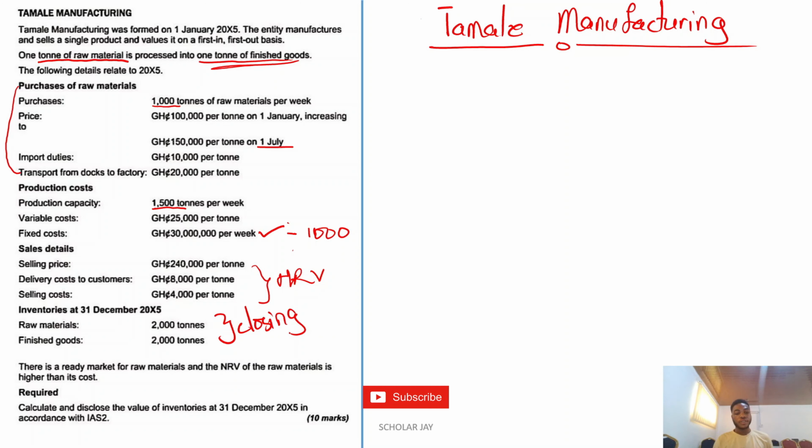These are the closing inventories. Now it says that after we've ascertained the cost, we'll have to multiply it by these closing inventories here, so that we know the total amount at which the inventories were valued. Then we are saying that there is a ready market for raw materials and the NRV of the raw materials is higher than its cost. Automatically, if the NRV of the raw materials is higher than its cost, it means that we can solely rely on the cost of the raw material, and that is what we will use to value it at the end of the period. Are you getting the principle?